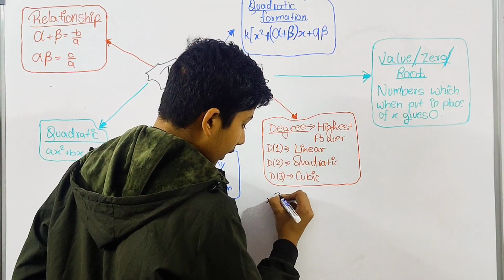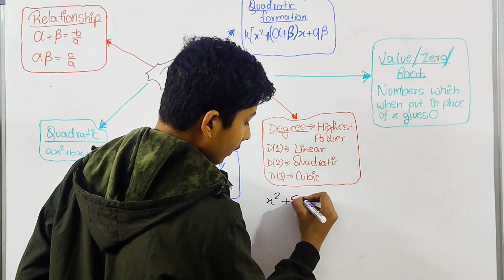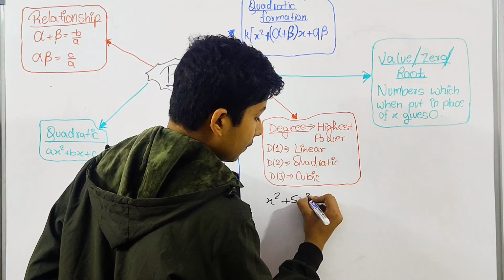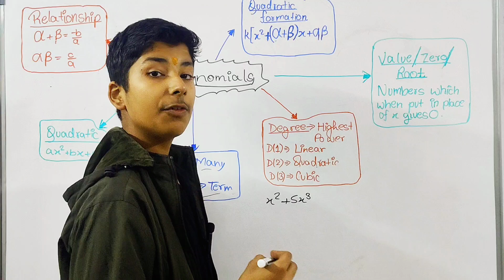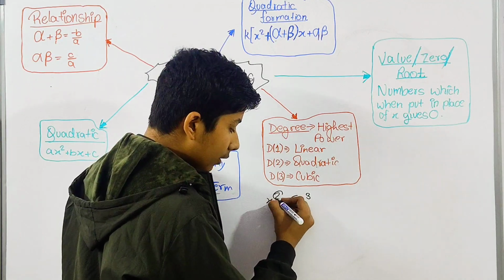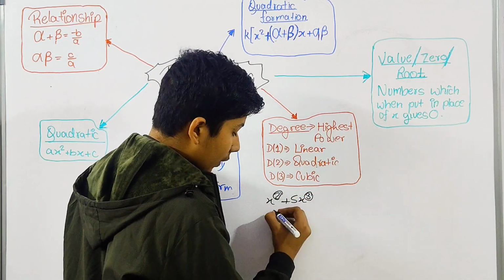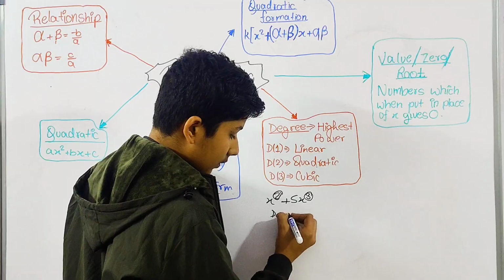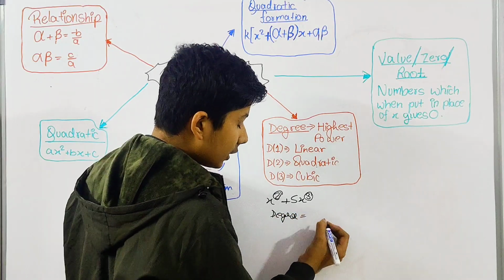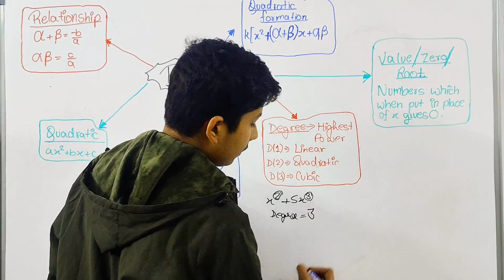Example, x square plus 5x cube. Now over here, if you see the highest power, here 2 is the power and here 3 is the power. So degree will be highest power, which is 3.